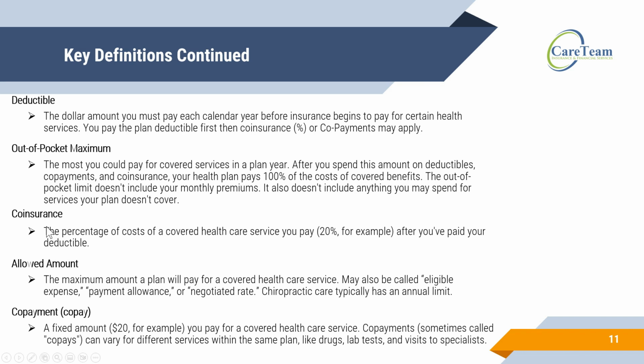Coinsurance is the percentage of costs of a covered healthcare service you pay. So, for example, 20% after you've paid your deductible. Allowed amount is the maximum amount a plan will pay for a covered healthcare service. May also be called eligible expense or payment allowance or negotiated rate.